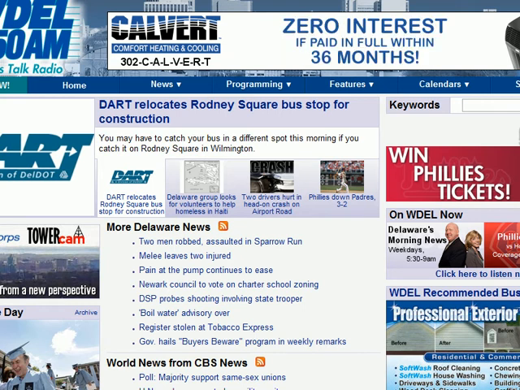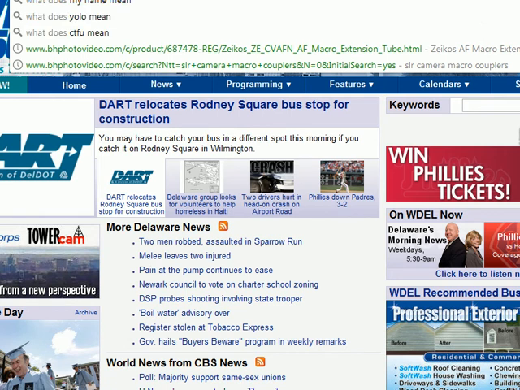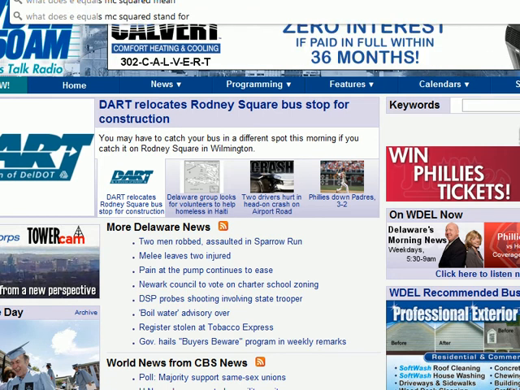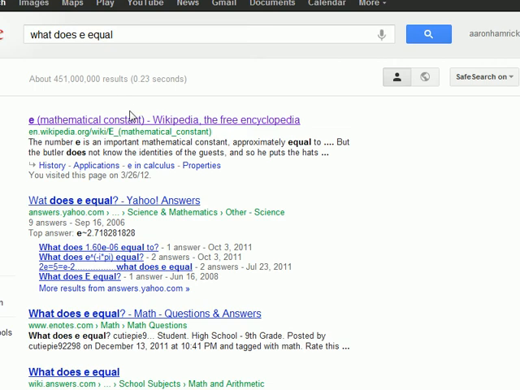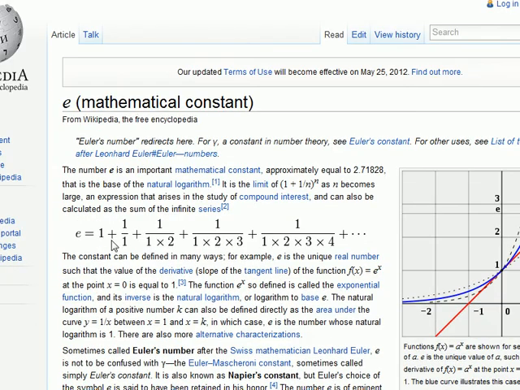So, what does e equal? Let's see. I want to find one where it takes it out a whole bunch of places. Well, let's go to Wikipedia. Let's see what they say. I know you're not supposed to believe it, but this is how you get e.